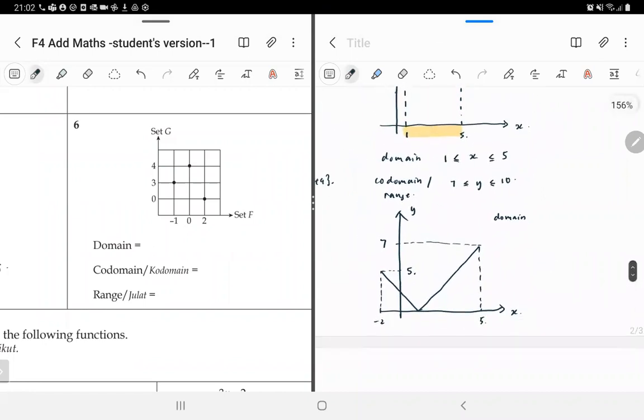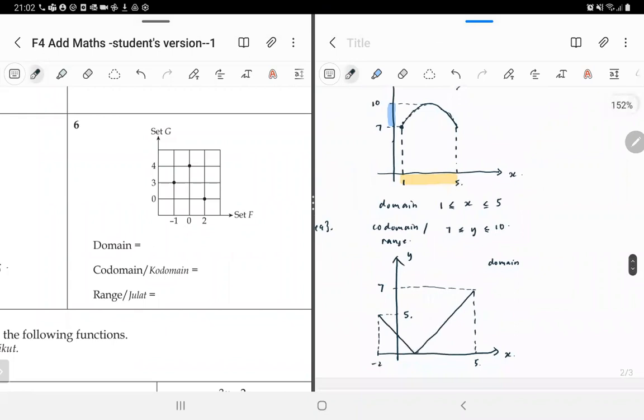Yep, the domain will be the horizontal one. So it will be from this value to this value. This one is the domain. So you write -2 less than or equal to x less than or equal to 5. Okay, then how about the codomain? This is a difficult part. How about the codomain or the range?